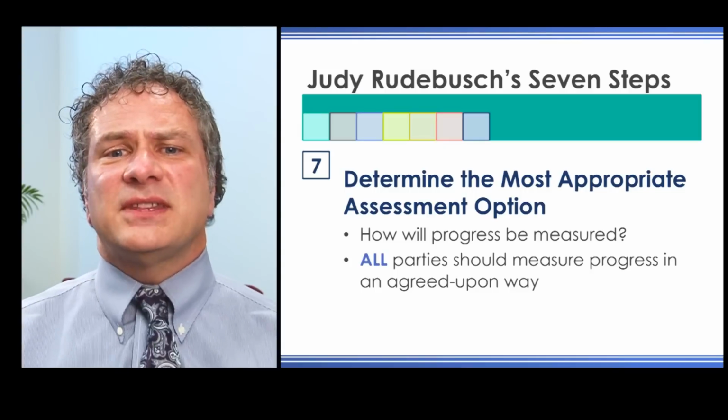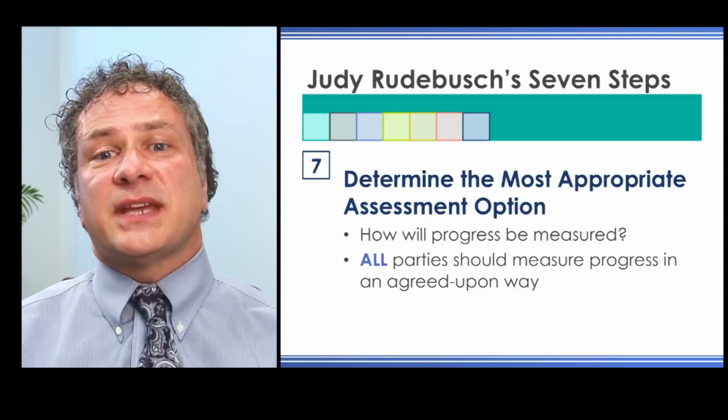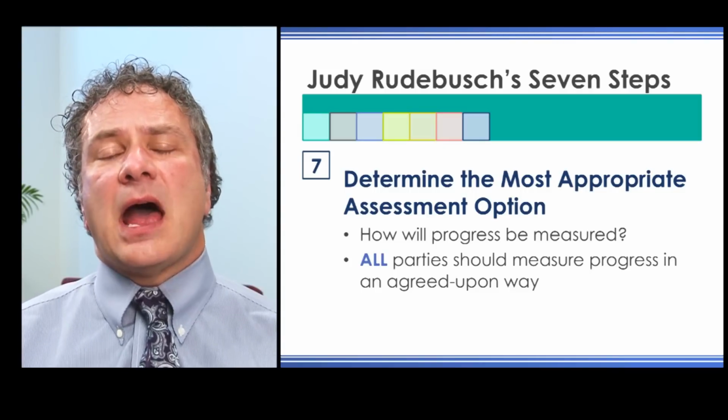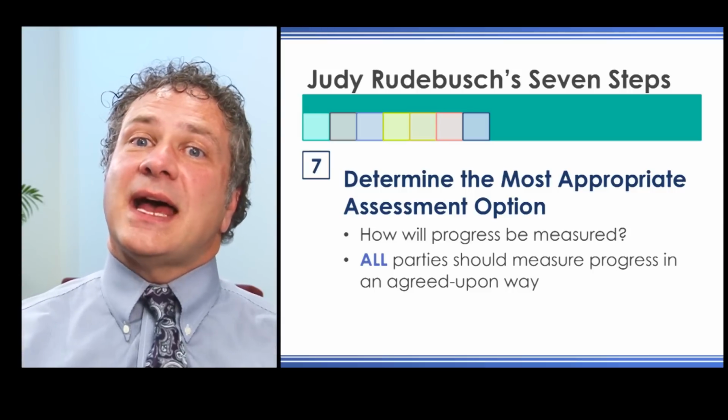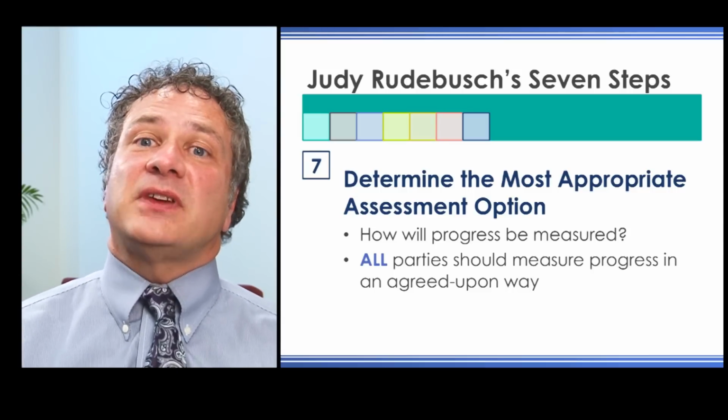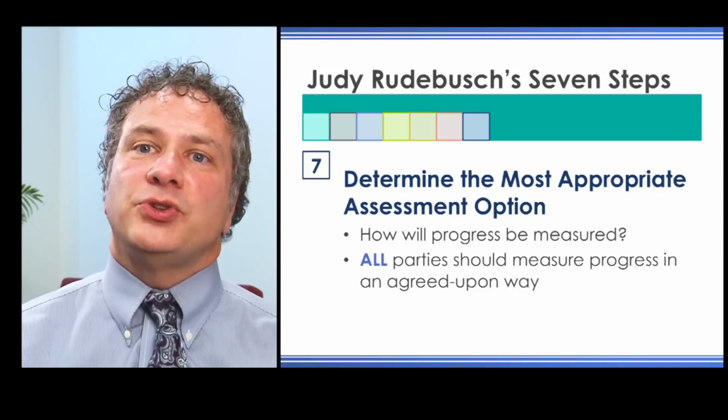So think about accommodations and modifications for kids too. Again, talk to teachers, include that in your IEPs. So the 7th step of Judy's 7-step method is how will we measure progress? And I think it's wise to talk to the IEP team at the time of the IEP about how we will do that.